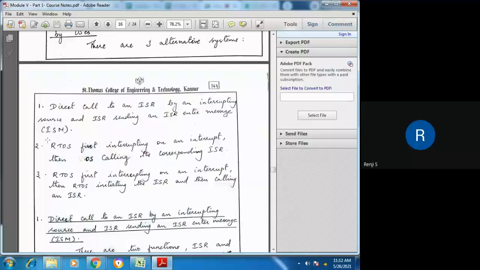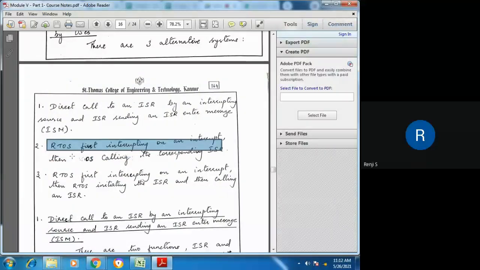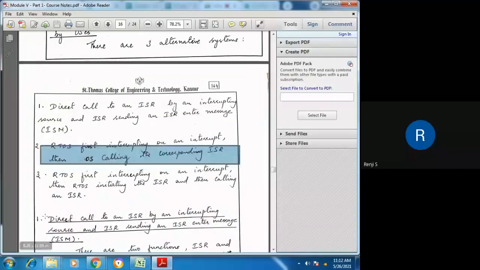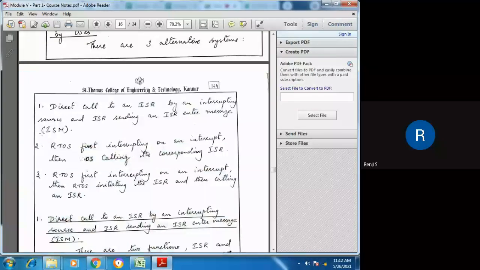Then the second method is RTOS first getting interrupted on an interrupt. That is, instead of going to the ISR directly, the RTOS is getting interrupted. That is, the request is going to the RTOS. So the RTOS now gets interrupted once an interrupt arrives. And then the OS, that is the RTOS, calls the ISR, as we see in normal cases. That is, the RTOS is getting interrupted when an interrupt arrives, which means the interrupting source is directly sending the request to the RTOS first, and then the RTOS calls the ISR.